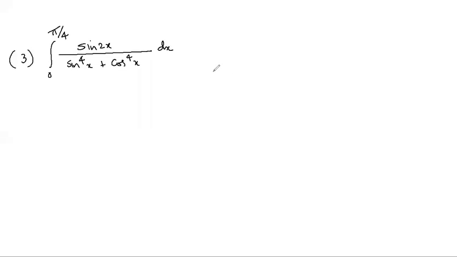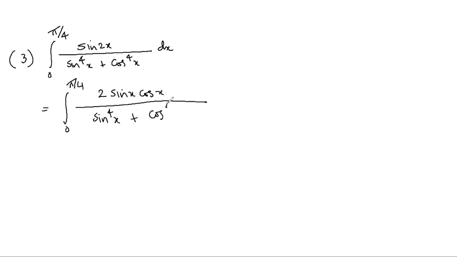Angles are different. We cannot do anything if the angles are different, so make the angles same. That's the first thing to think in your mind. So sine 2x is 2 sin x cos x. So I made the angles same. Anybody know the method for this problem?